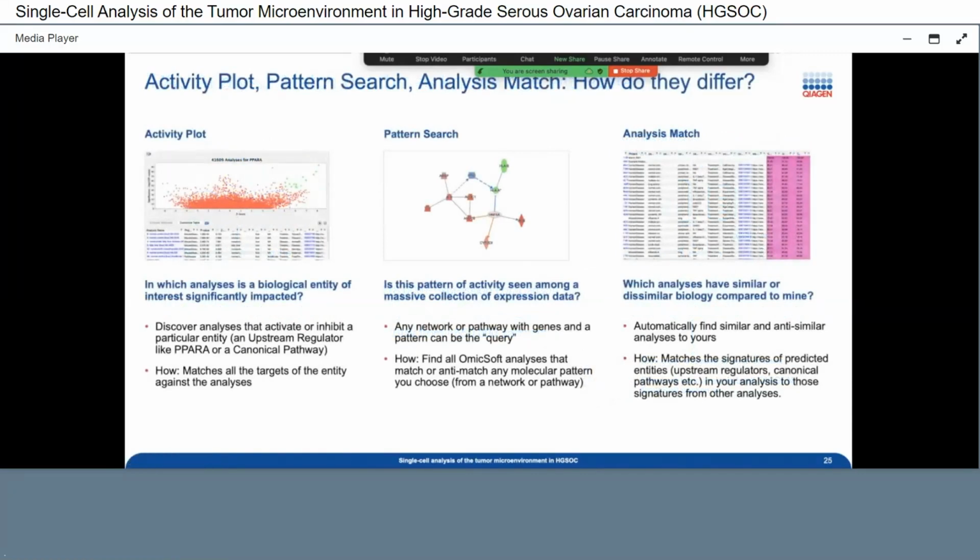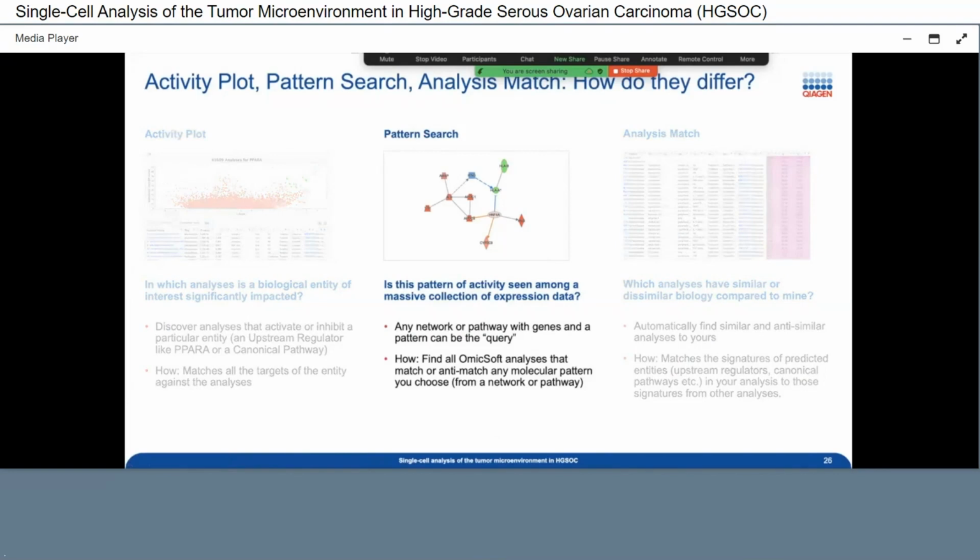So I'm going to show you three different things that have been developed in the last 3-4 years: ActivityPlot, pattern search, and analysis match. We are going to look at the pattern search. What is it? The pattern search is, let's say you have a network, and here this is one of the cases. You have some that are predicted, some that are up-regulated, some are down-regulated, but this is basically a network. You can look and query, where do I see that in the rest of the world?